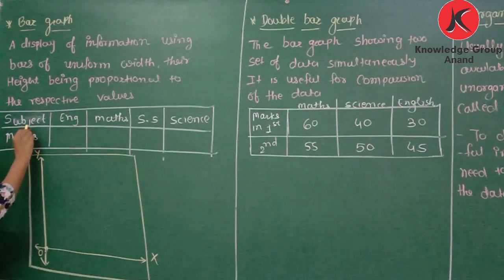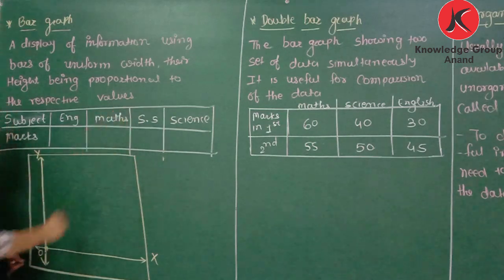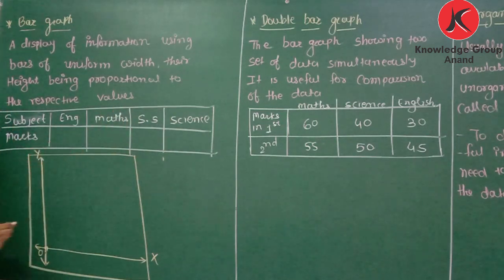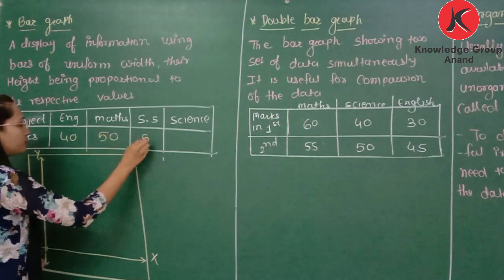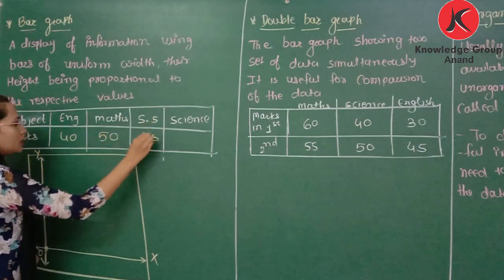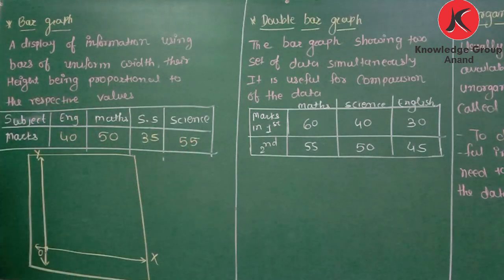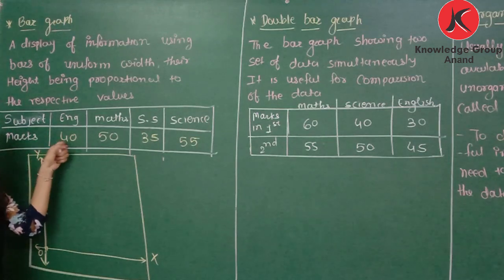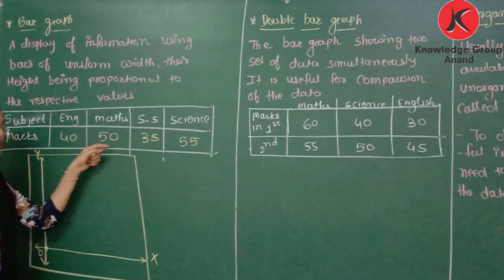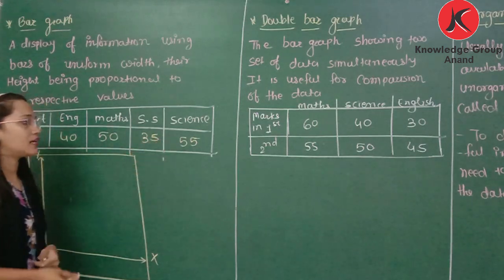So here, let's take an example: subjects English, Maths, SS and Science, and marks of students. For English let's consider it is 40, for Maths it is 50, SS 35 and Science is 55. So marks of students out of 60 are given: in English he collects 40 marks, for Maths he collects 50, for SS he collects 35 and for Science he collects 55.